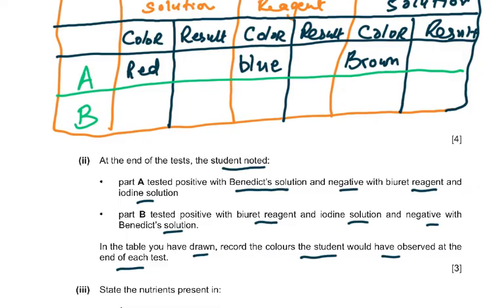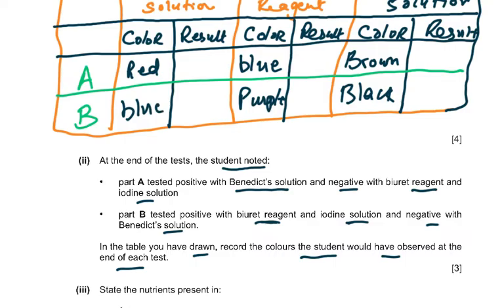Right? And what happened with B? B tested positive with biuret, so this would be purple. Positive with biuret and iodine, so it would be black. And negative with Benedict's, so this would be blue.